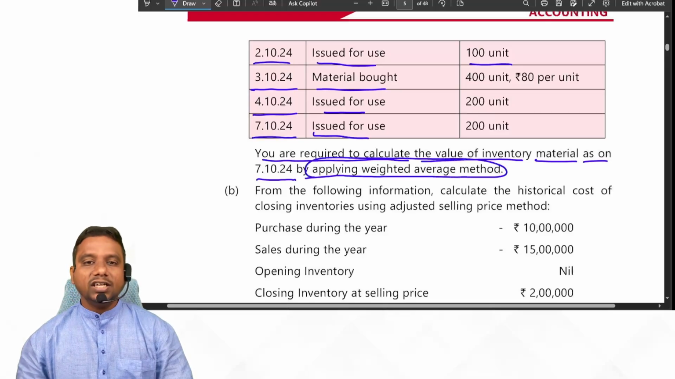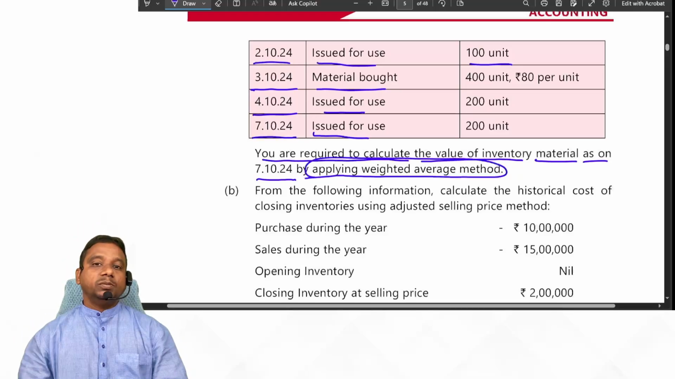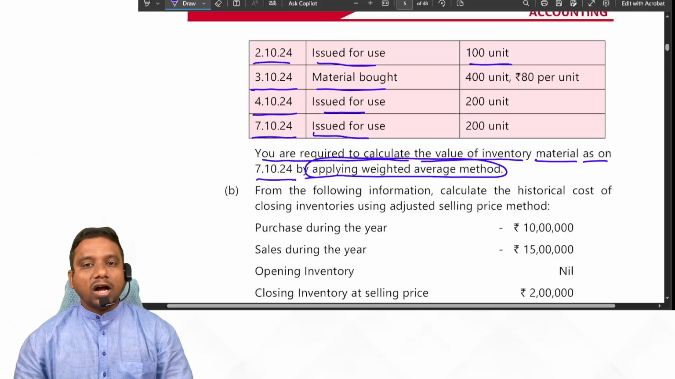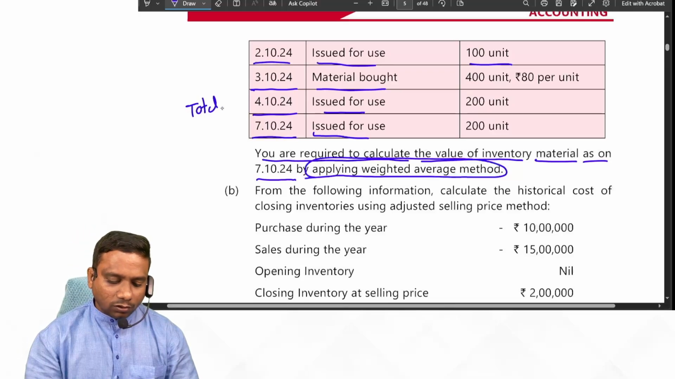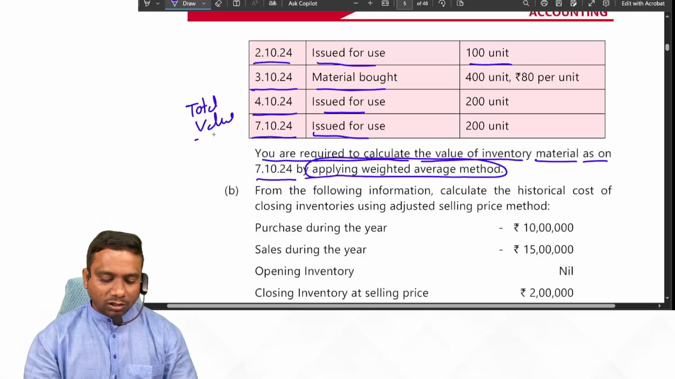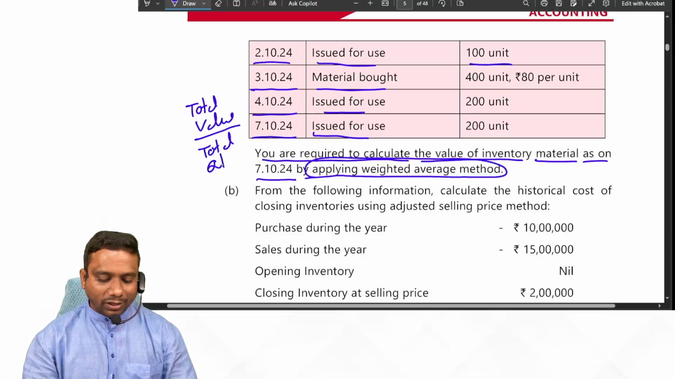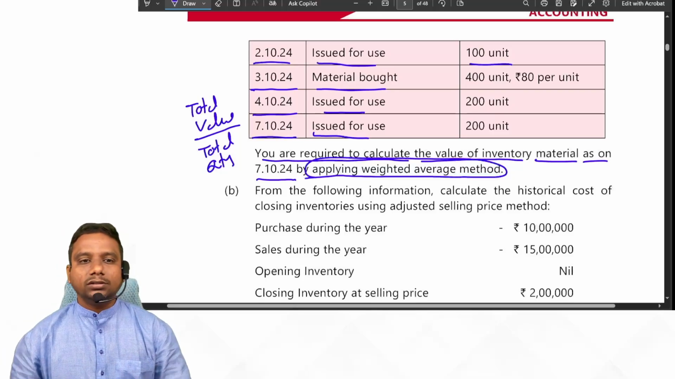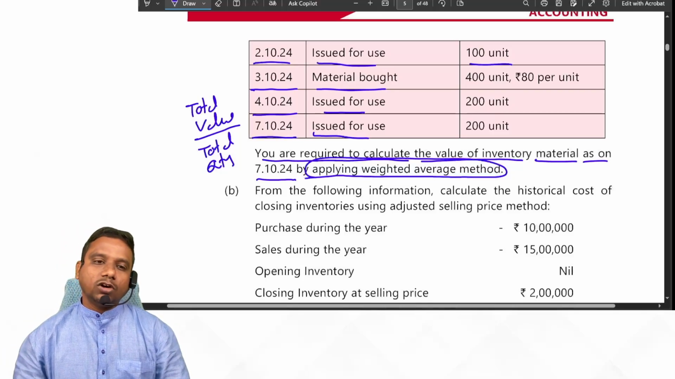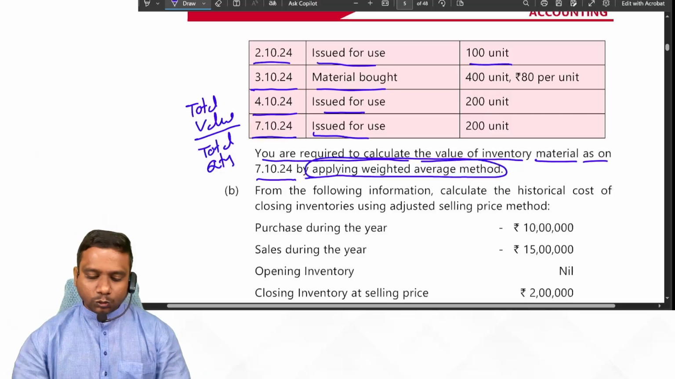Which method are they asking? Weighted average method. Under the weighted average method, what do we do? We apply the formula: total value by total quantity. This is the formula for issue price. Yes or no, students? Yes.